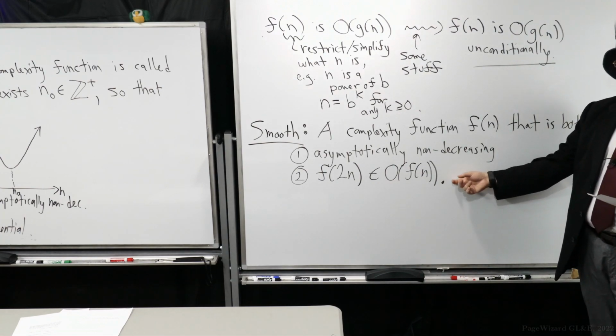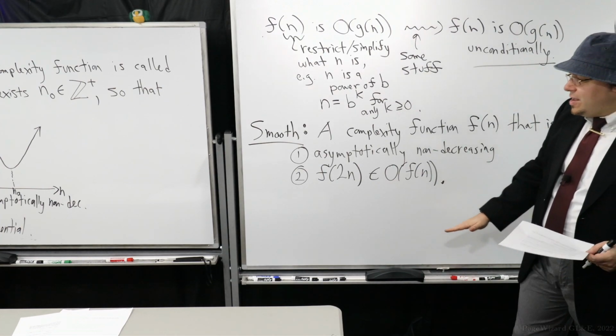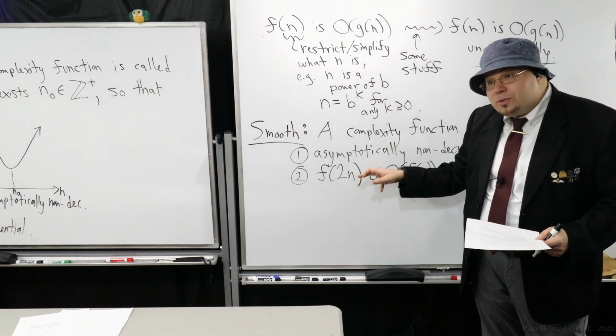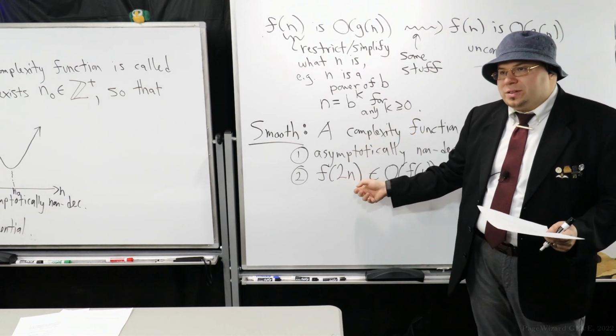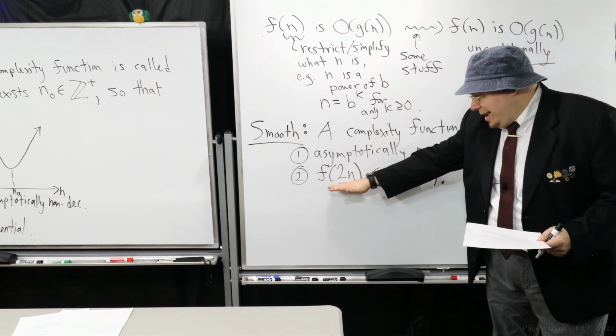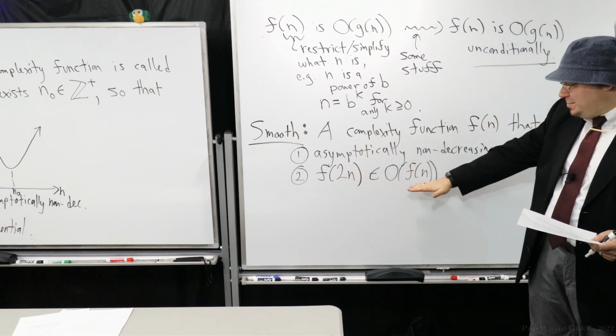So what the second condition is saying is that whenever I give you an input n, if you multiply that by 2 inside of the function, so whatever the input is, twice that, it has to be that this is big O of f.